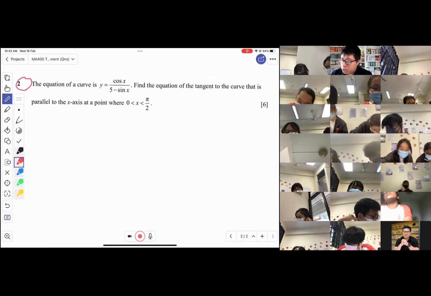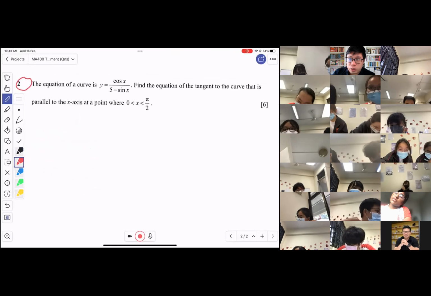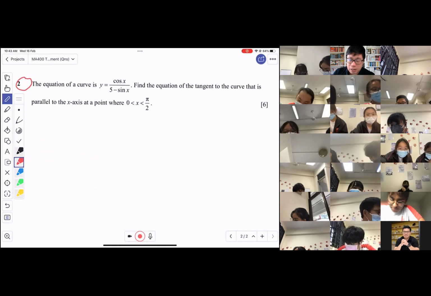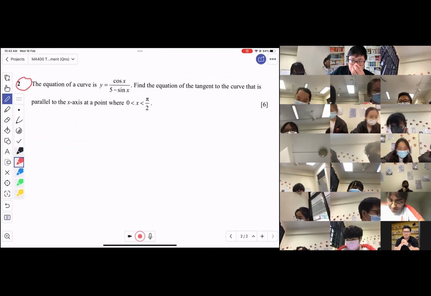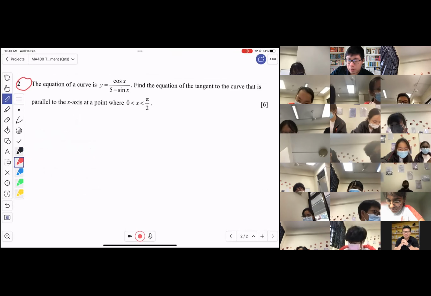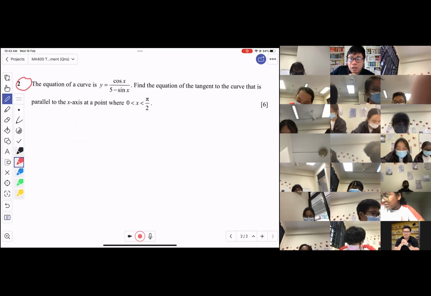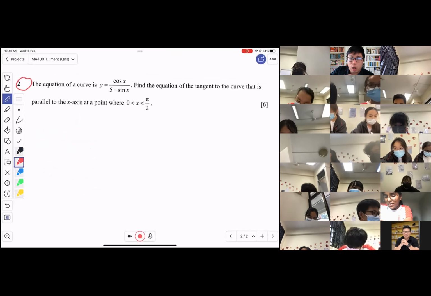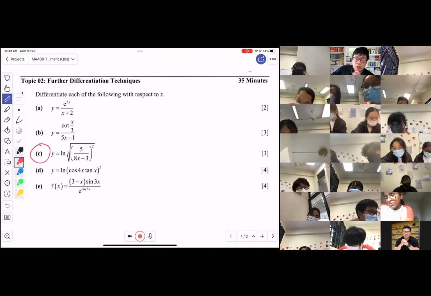Question 2 is a good question. Try to do it a few times, maybe like 5,000 times. Tangent, normal, all this is quite important. It is going to come out. Definitely you will get a question to find tangent, find normal. So take note of that.